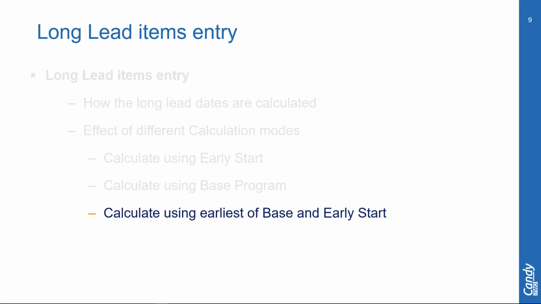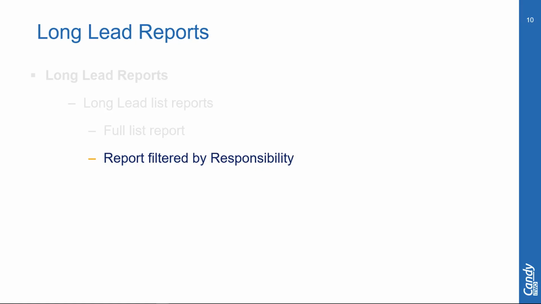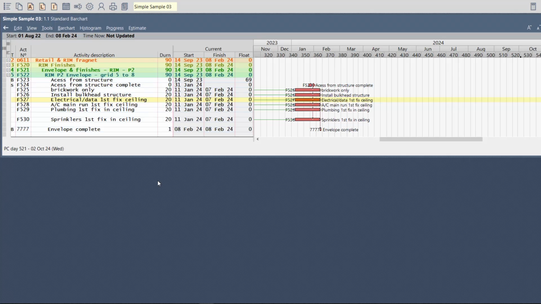Let's go and look at the next topic, which is long lead reports. We're going to look first at the long lead list reports. That's on the long lead printout itself. You can either do a full list, everything that you see on the screen printed out on a piece of paper, or a report filtered by a certain responsibility. Let's go and look how it's done, still using our simple sample.